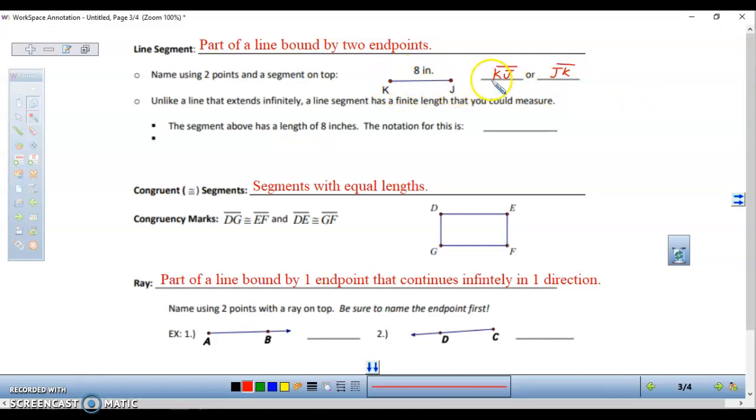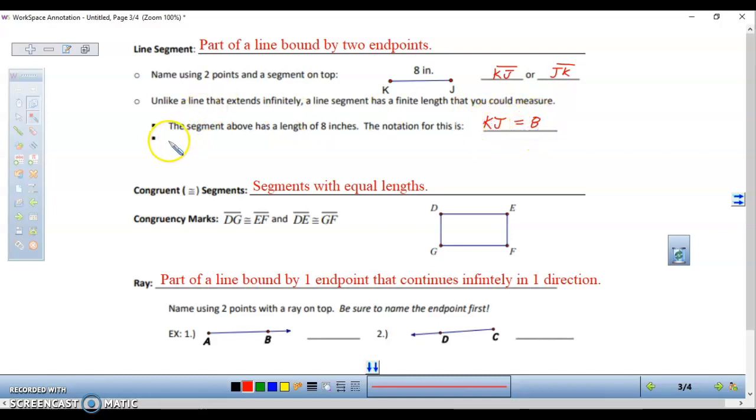It doesn't matter which order. It just has the endpoints at the end. And unlike a line that extends infinitely, a line segment has a finite length that you can measure. So suppose I took my ruler out and I'm like, oh, that's 8 inches long, which obviously it's significantly less than that, but let's just pretend it is. Then I would say, hey, that segment has a length of 8 inches, and there's a notation for that, and that is just like this. If I just wrote KJ and I have no notation, no line, no segment, nothing on top of it, this implies distance.